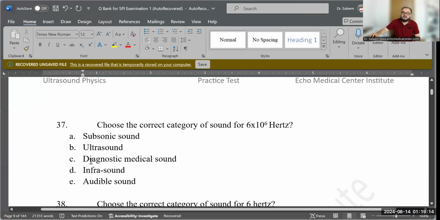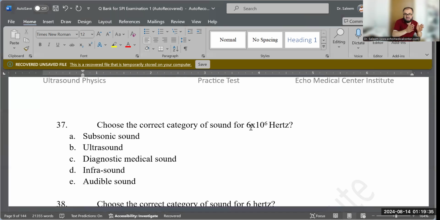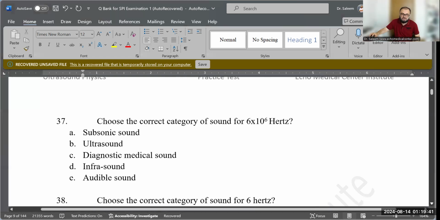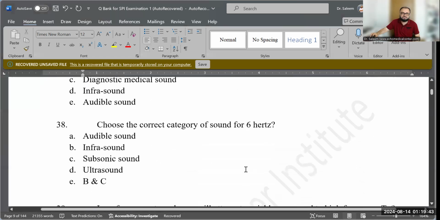Absolutely, you're right. It's diagnostic medical ultrasound because it starts after 1 megahertz. The other form of writing this is 6 megahertz, or 6 million hertz. When we say 6 million hertz and make it mega, then we say 6 megahertz, not 6 million megahertz. Either you use mega or you use hertz. So that is 6 megahertz. Correct answer. Now, let's look at the next question.